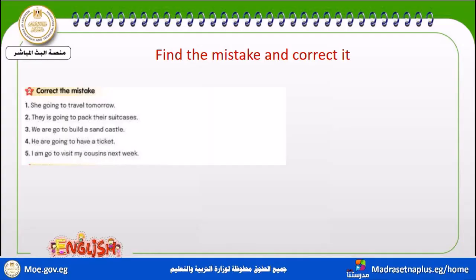For number two, they are going to pack their suitcases. This time we don't have something missing, but we have something wrong, which is verb to be. They are.